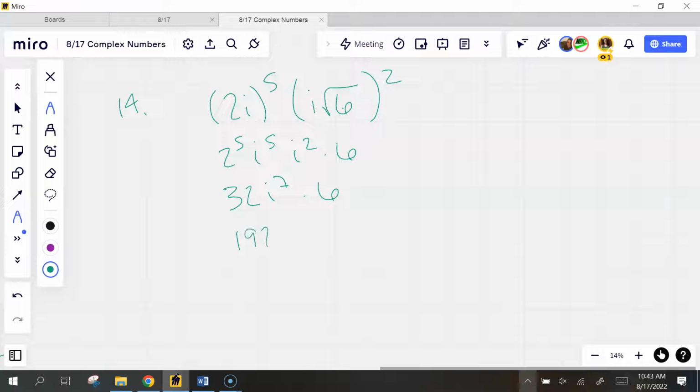Is that right? Somebody check my math behind me. i to the 7th: 4 goes into 7 one time with how many left over? 3 was the 3rd iteration of i, negative i. So if I multiply this by negative i, this becomes negative 192i.